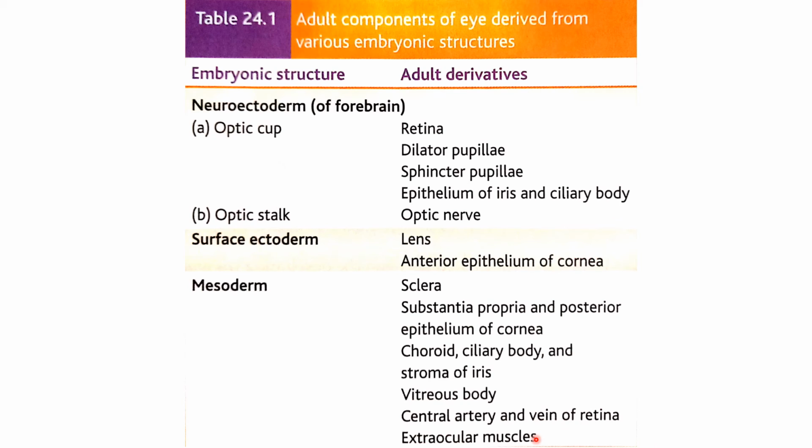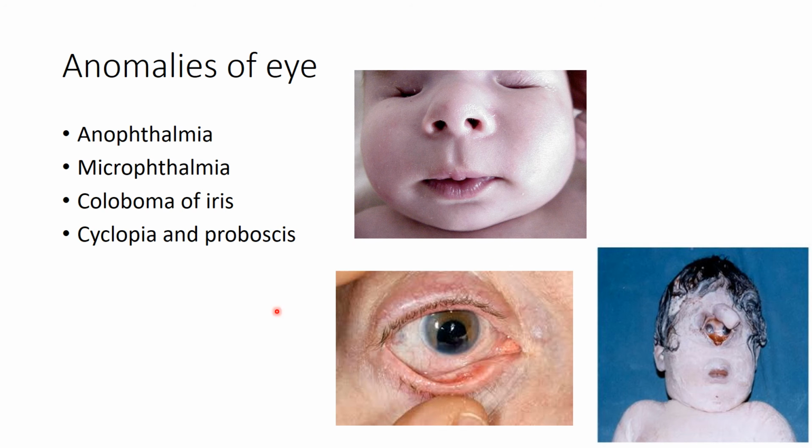Then the mesoderm also gives rise to the muscles that surround the eyeball, called the extraocular muscles. Let us see other anomalies of the eye. The condition called anophthalmia means absence of the eyeball. Microphthalmia is a small eyeball. Coloboma of iris is absence of the inferior portion of the iris.